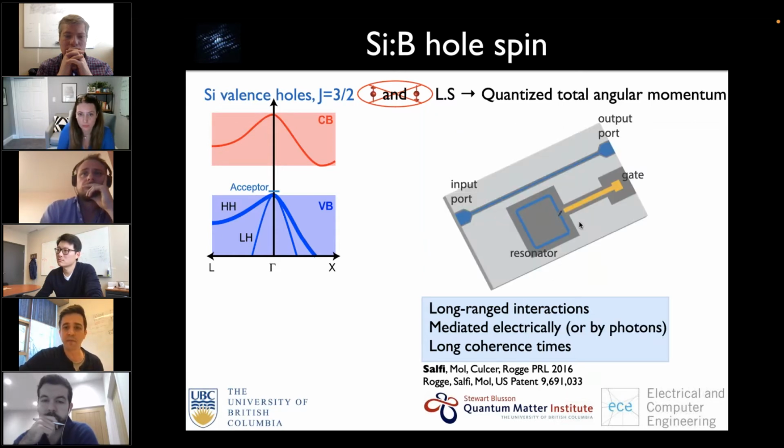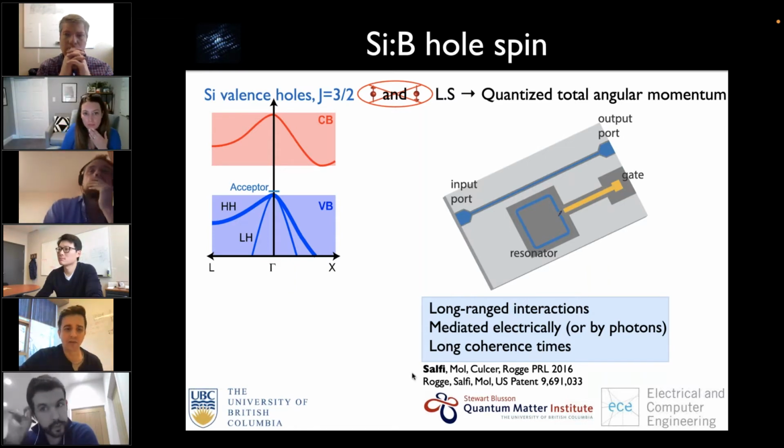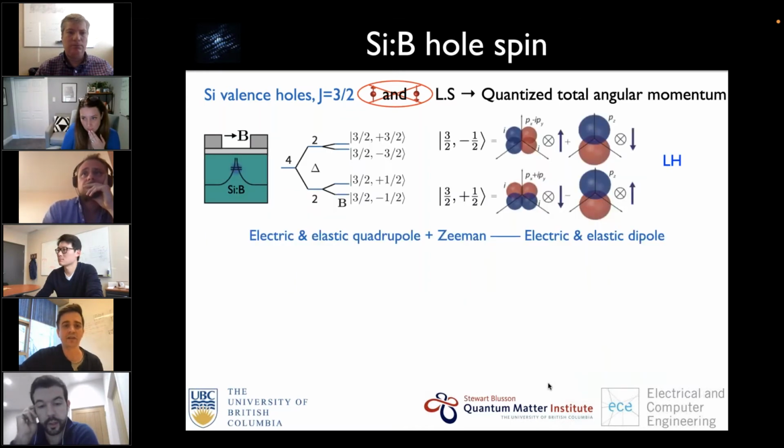So then our proposal, we took Tahan's idea and said, what if we could convert that to electric control? We wanted to keep the long-range interactions, but we wanted to mediate them electrically or with microwave photons. And additionally, we set the criteria that the coherence time should be long. So now I'm going to talk about how that idea works.